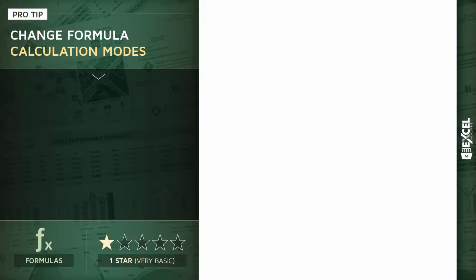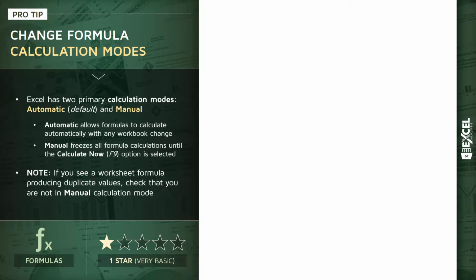All right, next tip is a formula tip. This is a one-star, pretty basic concept, but it's something that not every Excel user is aware of, and it's how to change your formula calculation modes. Now, Excel has two primary calculation modes: automatic, which is generally your default, and manual.